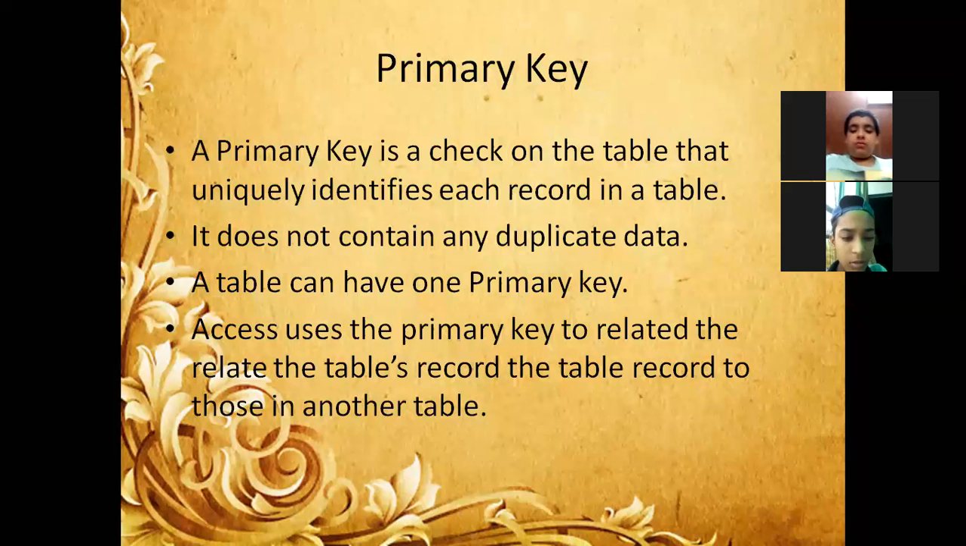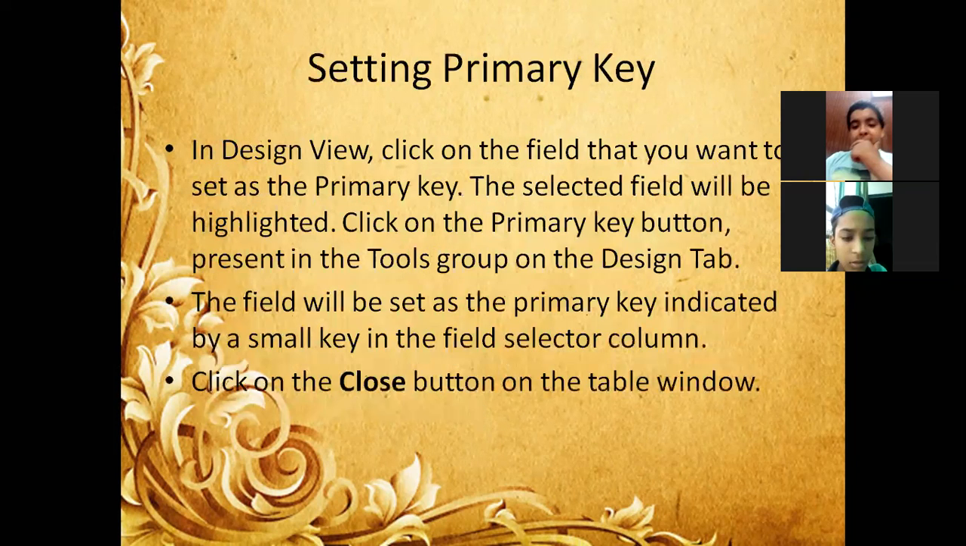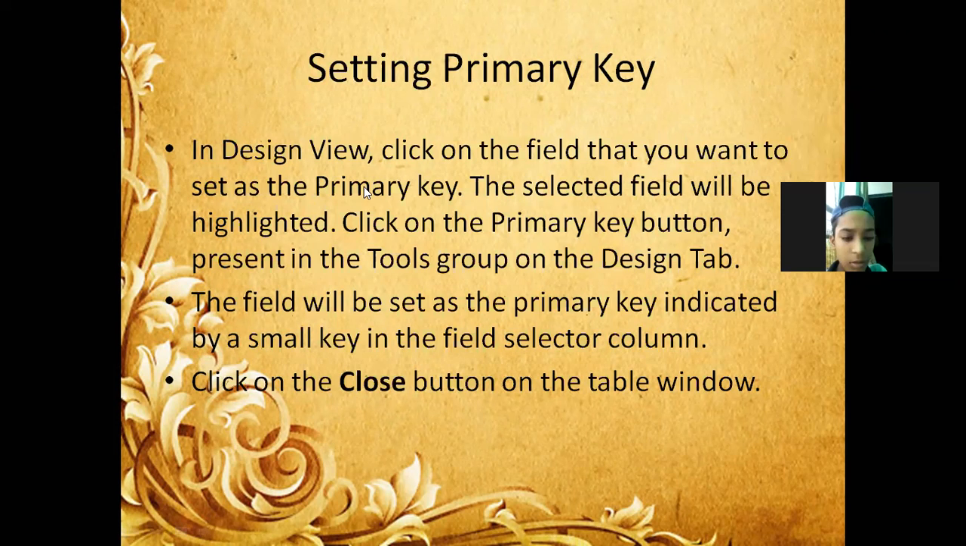If you say, ma'am, our address can be a primary key, no. For example, Rohan and Rishabh are brothers and they both live at the same place, so their address would be the same. So we cannot set it as a primary key, but they have different roll numbers. So a primary key is unique and there is no duplicacy in it. Okay, so now how to set a primary key? We have to go to design view and set the key as a primary key.